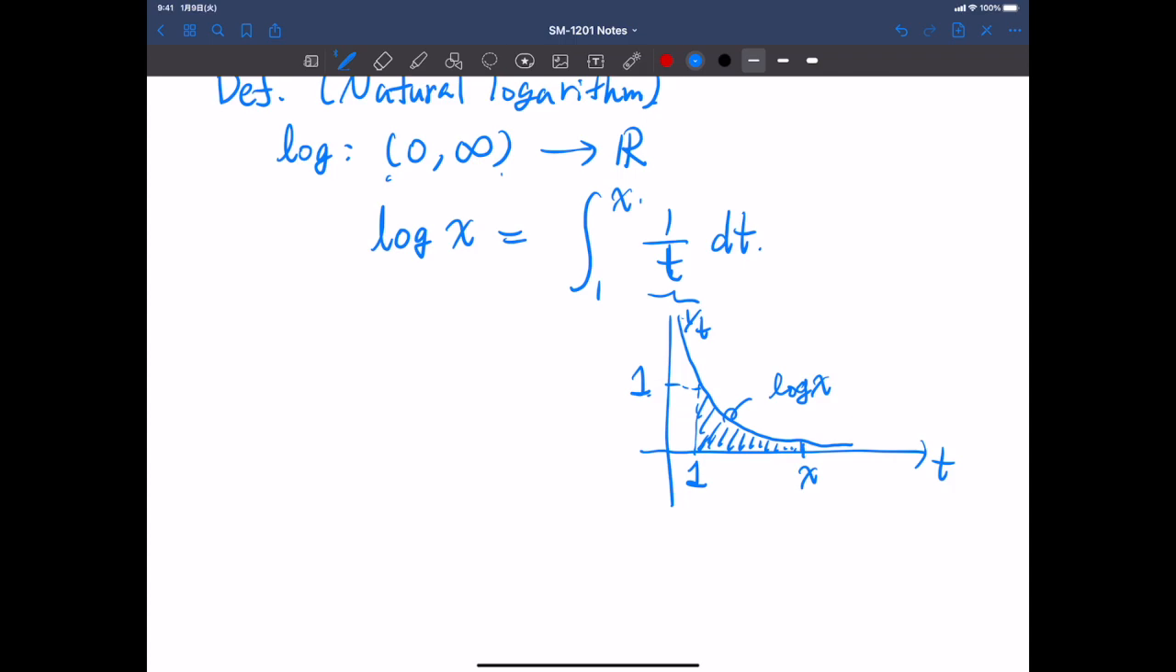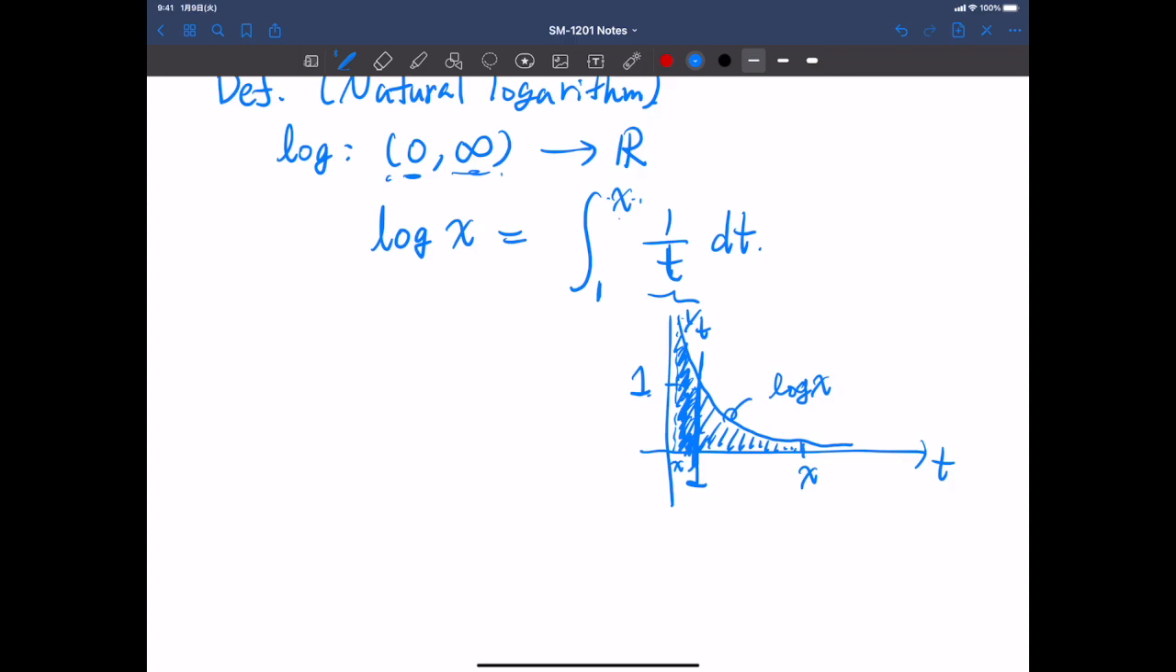But this x can be less than 1. You know, the domain of this function is from 0 to infinity, so this x can be less than 1. In that case, if this is x, then the area under the curve is negated, because if x is less than 1, the upper limit is less than the lower limit of this integral. So the sign is inverted, and it's the negative of this area. And if x is exactly 1, the value of log x is 0, because it's just this line.